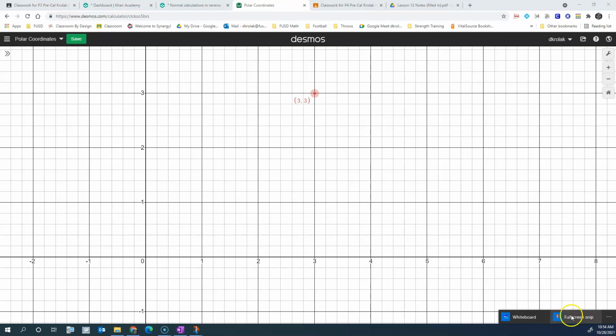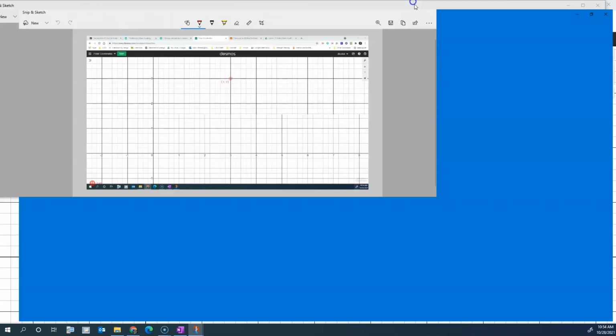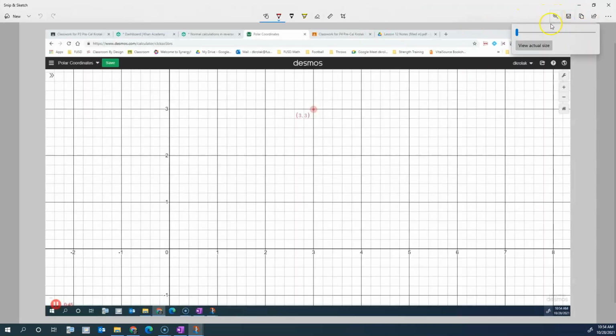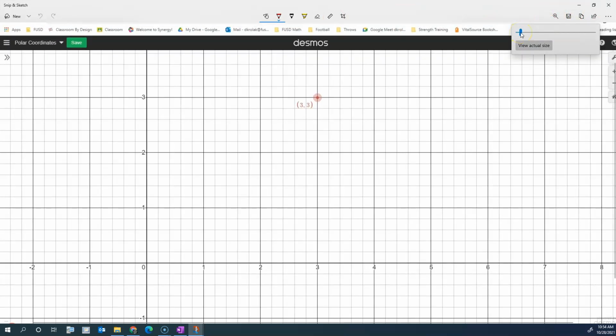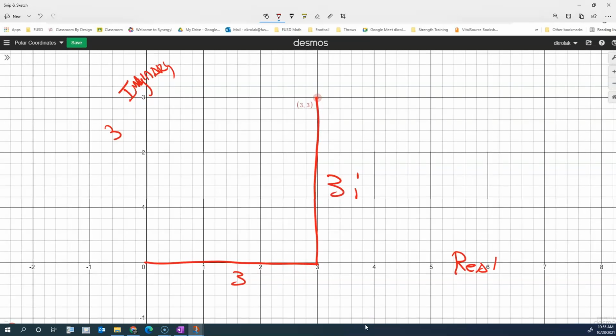So let's see. When I say rectangular coordinates, what I mean is we're using an X and a Y. To get the location of this, we went 3 on the real number axis, and then we went 3 on the imaginary axis, and that locates this point. All right, so that's how we could locate a complex number.